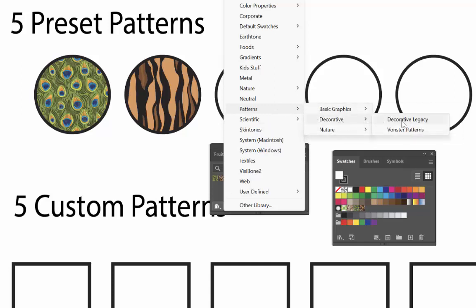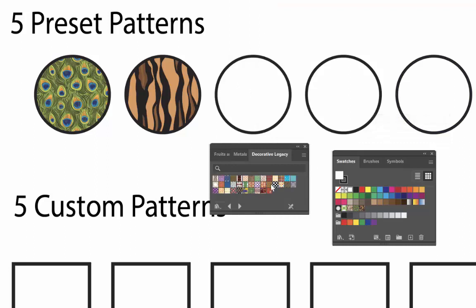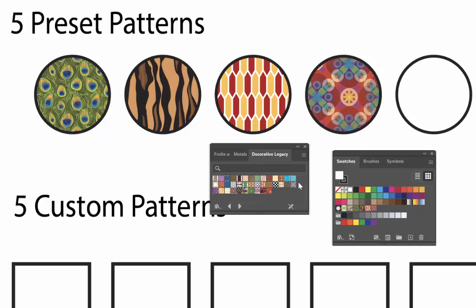I'll go to decorative, and I'll go to decorative legacy, and a whole new set of patterns pops up here. Now this little panel here has all the things I've been doing the last couple of days. It has those metal gradients that I used in the previous assignment, and the fruits and vegetables, they're all there, but here's decorative legacy. All right, so you drag and drop, right? And drag and drop. Yay. These are patterns. Notice that they are different than gradients.